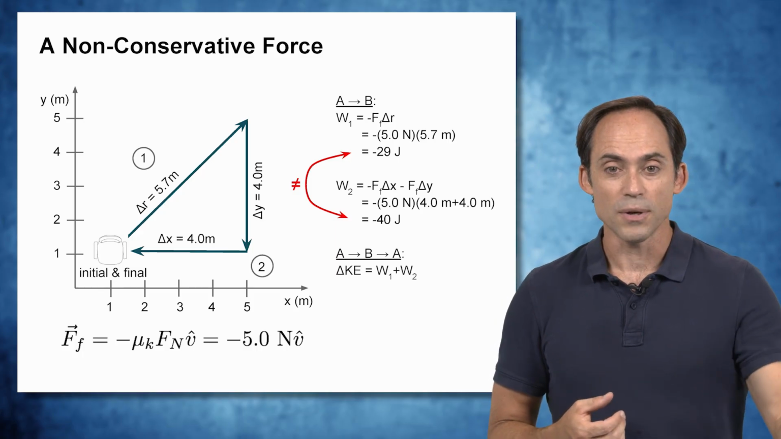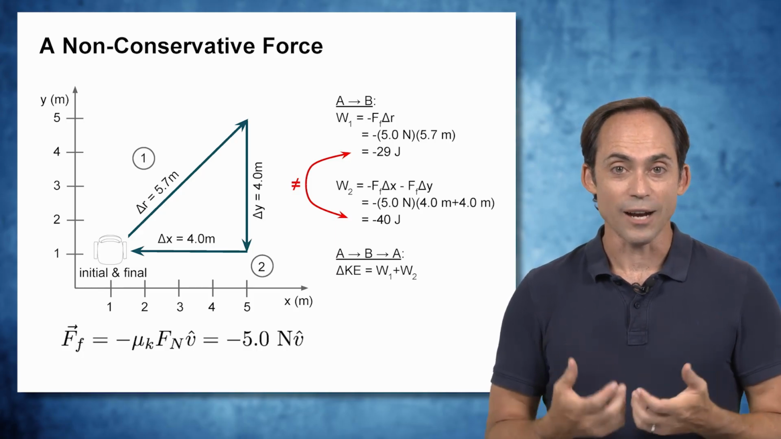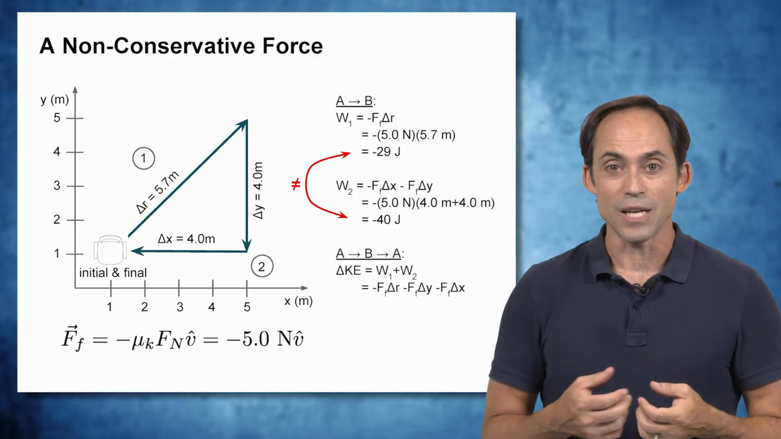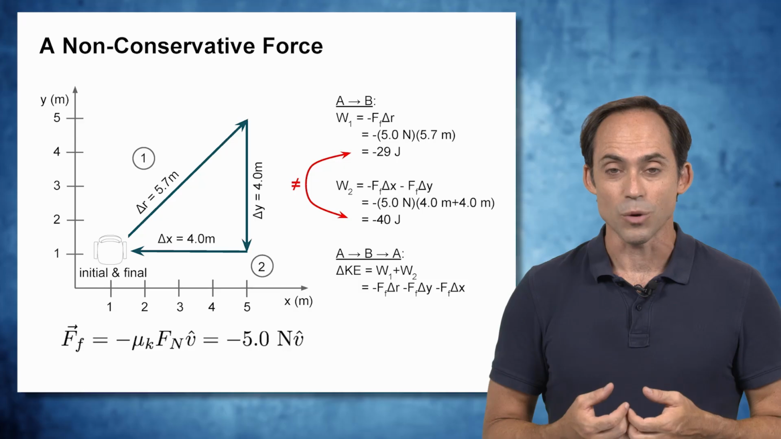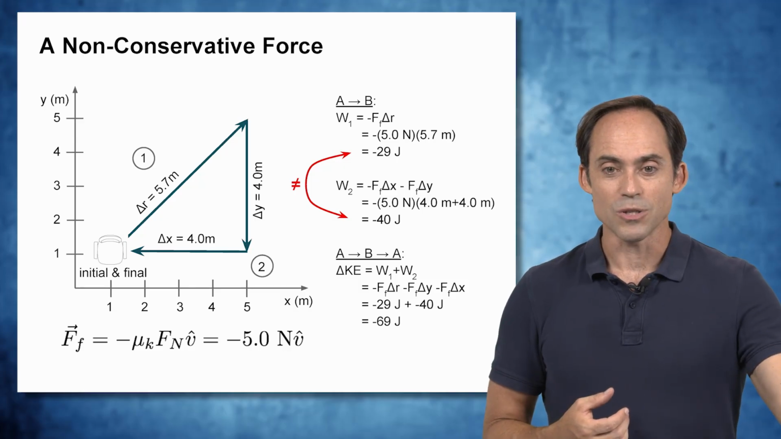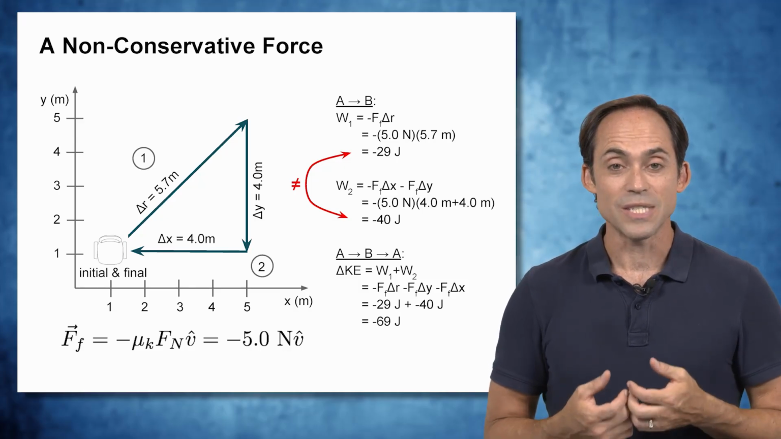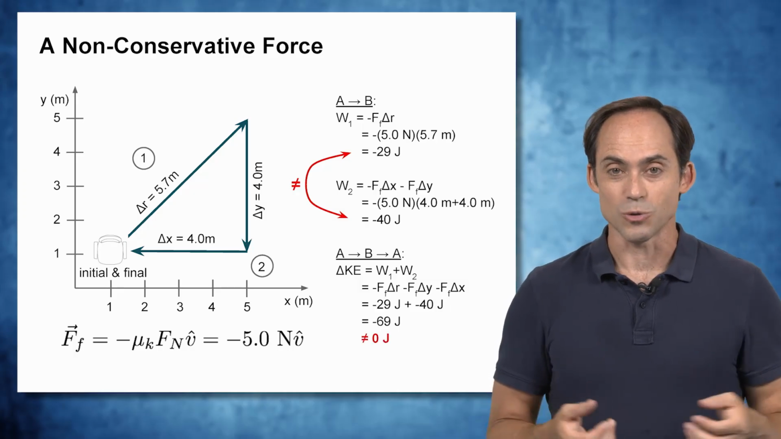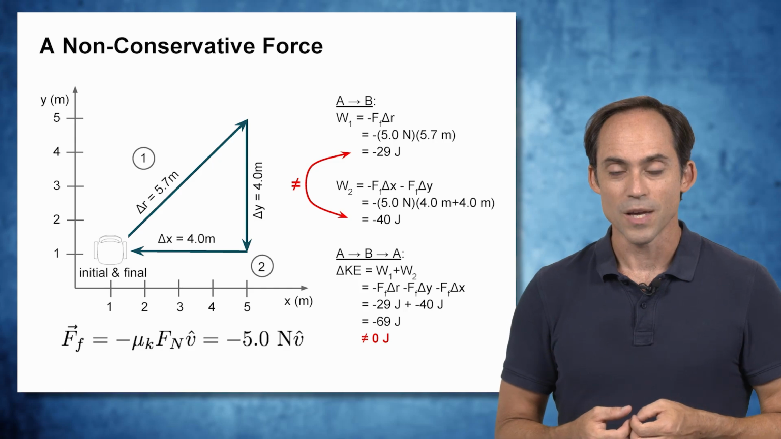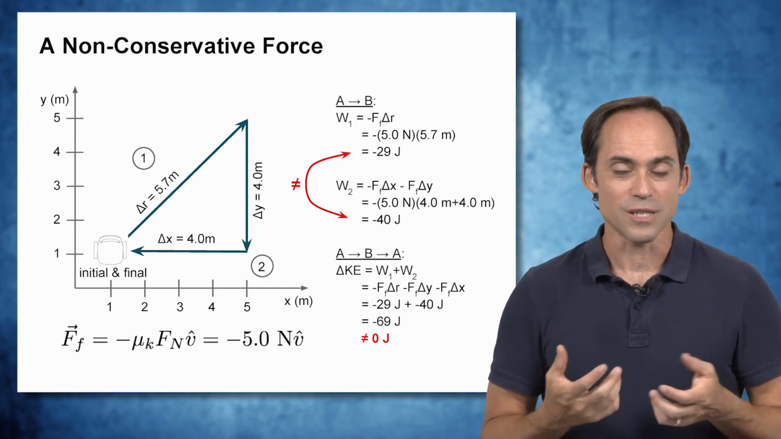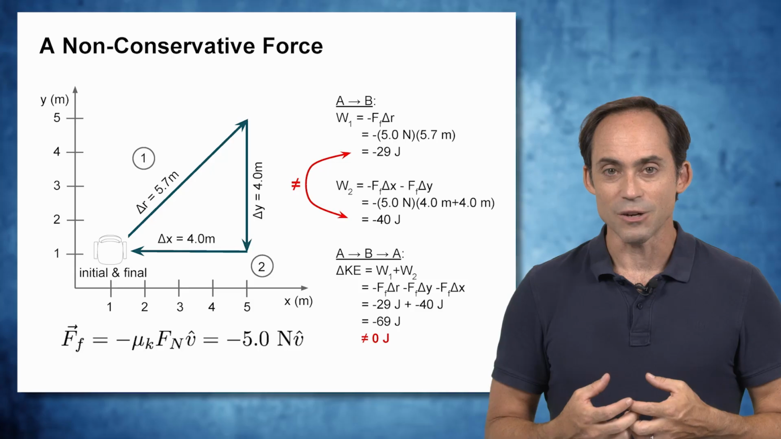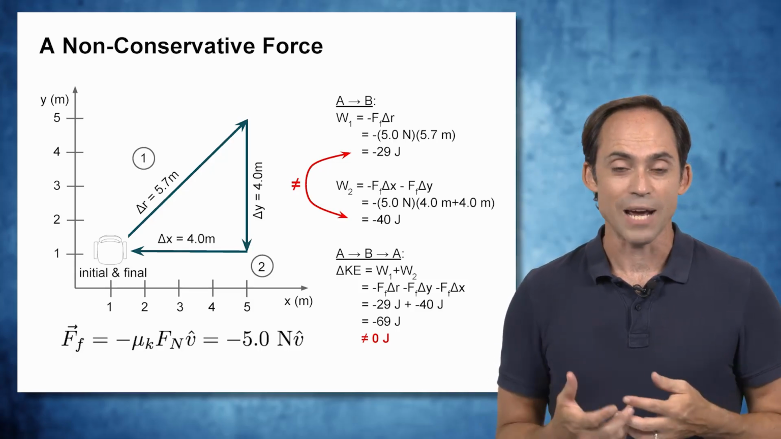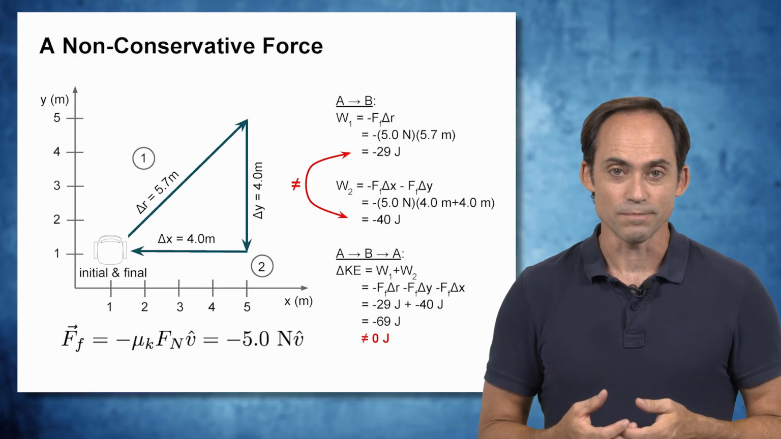But of course, in all three of these paths, we're losing energy to friction, and that's going to be the sum of the different displacements times the friction force. When we add all these numbers together, we get a total of 69 joules of kinetic energy lost. And that is certainly not 0 joules, which would be the case for a conservative force. So in this friction force, in this non-conservative case, we find that there is a net loss of kinetic energy because if I come back to the same place, we don't have the same kinetic energy as we started from.